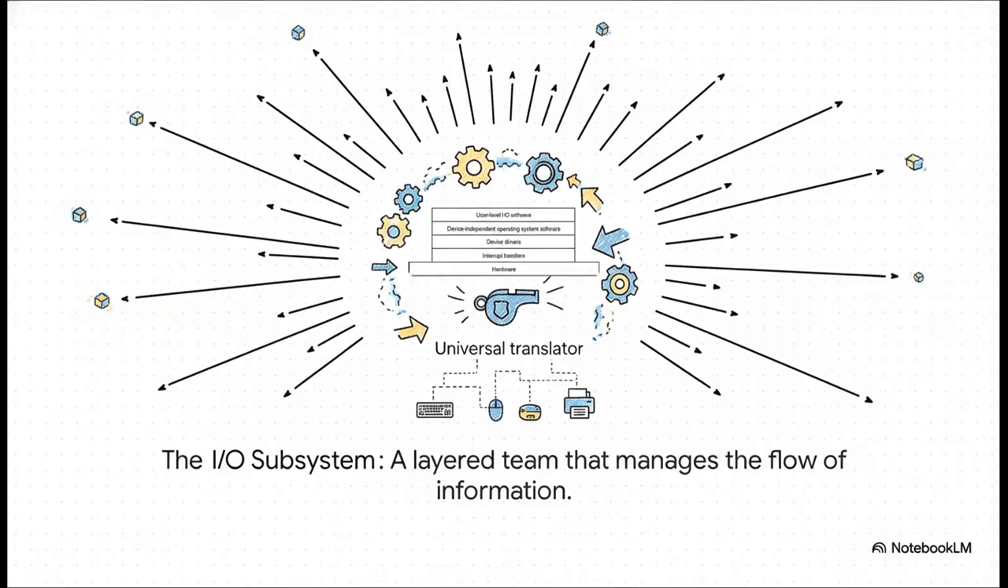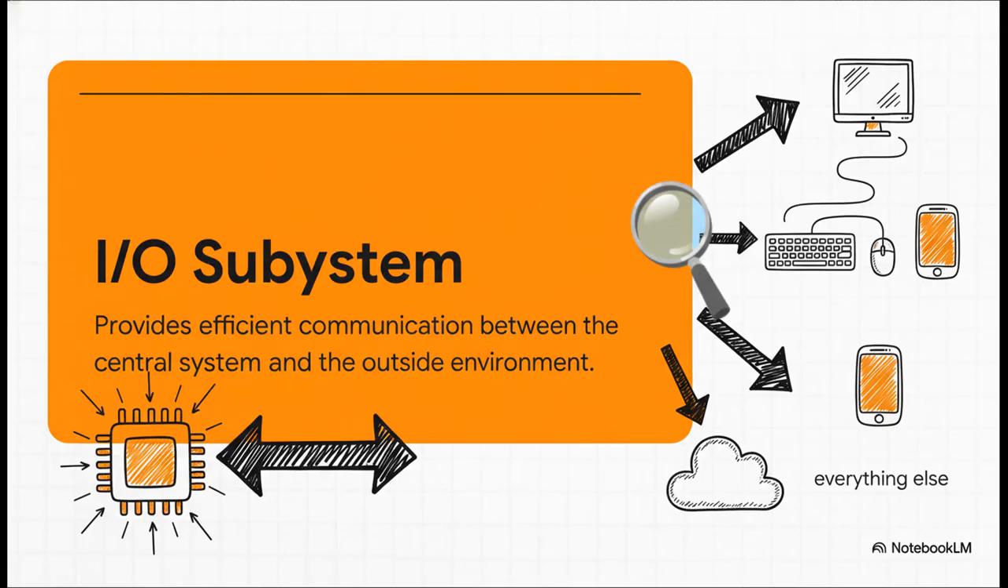And here's a look at the structure of that team. It's called the I/O subsystem. You can kind of think of it as the master traffic cop and a universal translator all rolled into one. See how it's built in these layers? From the physical hardware way down at the bottom to the software your apps use at the top, its whole job is to make sure every single piece of data gets exactly where it needs to go, smoothly and efficiently. And that's pretty much its official job description, right there.